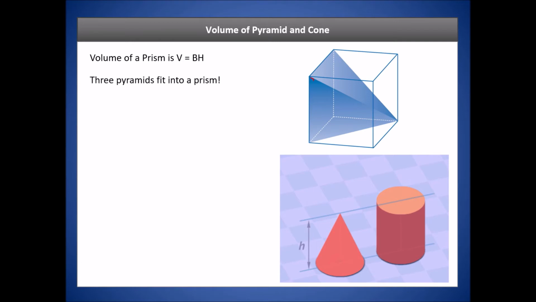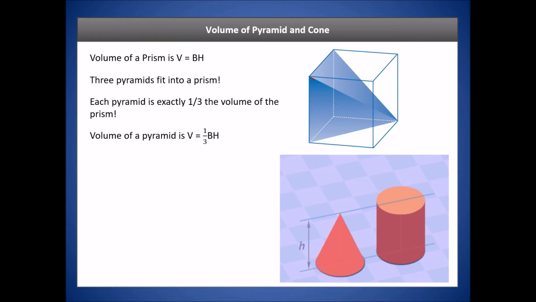And so if we know that 3 pyramids fit into a prism, that means that each pyramid is exactly 1/3 the volume of a prism. And therefore, the volume of a pyramid is 1/3 the volume of a prism, which is, the prism is BH, so it's 1/3 BH.